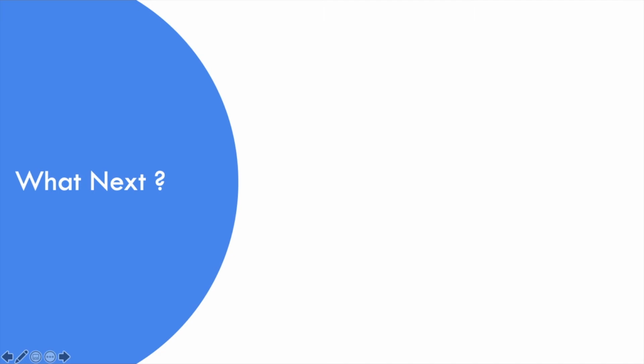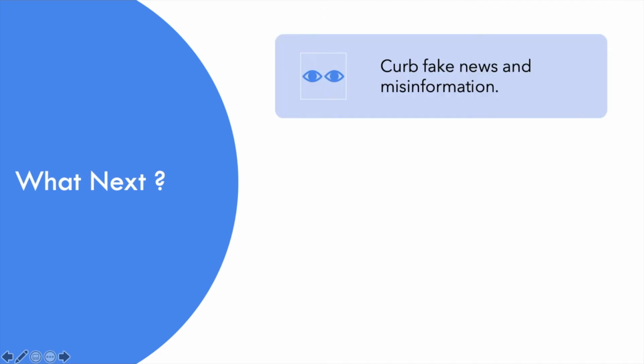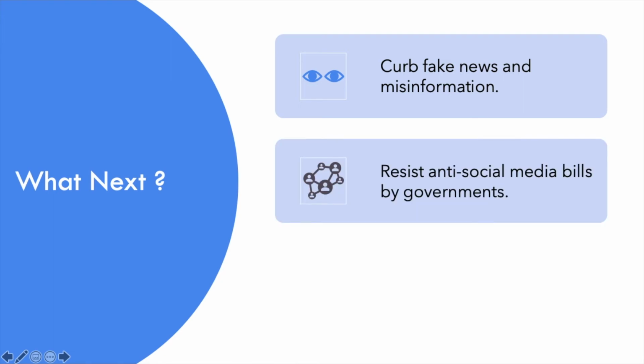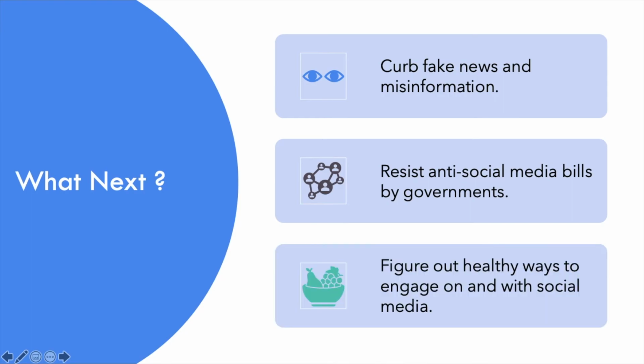So the question then is, what next? Well, the goal should be to curb misinformation on the social media platforms, to resist anti-social media bills by repressive governments, and to figure out healthy ways to engage on and with the social media platforms.